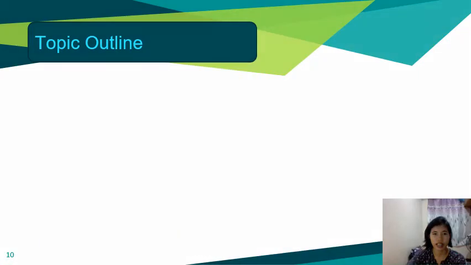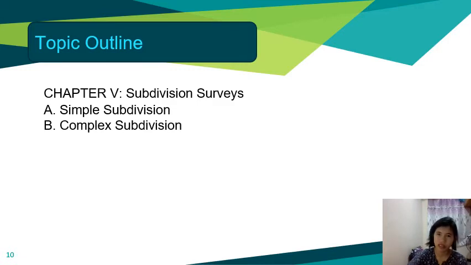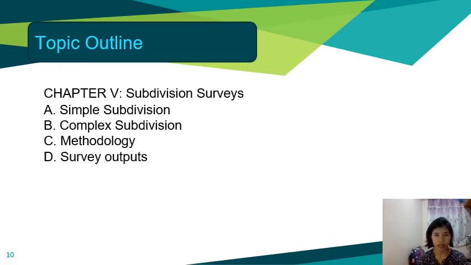For chapter 5, we have here subdivision surveys. We have simple subdivision, yung 3, 4, hanggang 9 lang na subdivision. Complex subdivision, for example, ito yung may mga blocks na ng mga subdivision, consists of several number of lots. So, didiscuss natin kung paano gagawin yung subdivision plan, paano gagawin yung layout ng complex subdivision and layout ng simple subdivision. And the output of this subdivision survey.